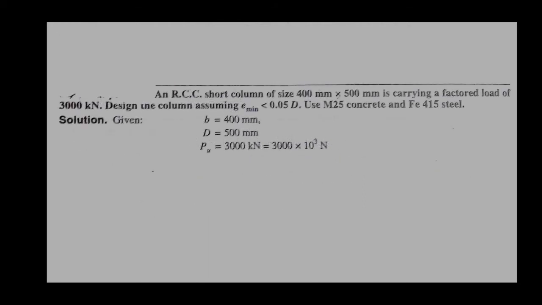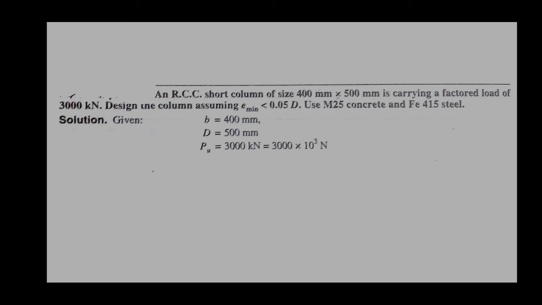Let's solve a few problems to better understand the design of RCC column. The first problem: an RCC short column of size 400 mm by 500 mm is carrying a factored load of 3000 kilonewton. Design the column assuming E minimum is less than 0.05 D. Use M25 concrete and Fe 415 steel. So let's go to the solution.